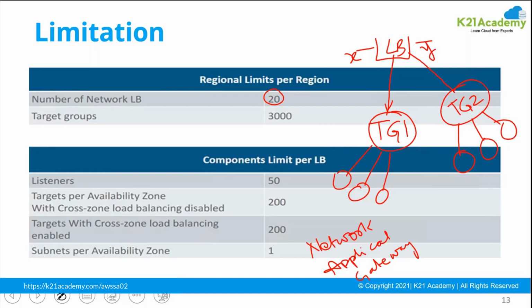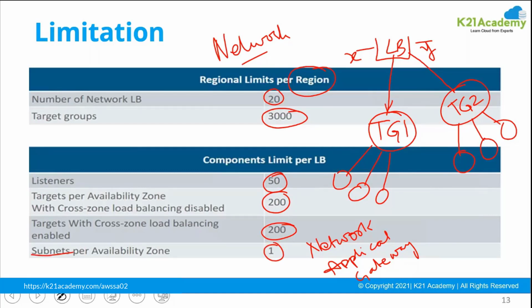The limitation is that you can have up to 3000 target groups created per region if you are using the network load balancer. This is the limit. The number of listener ports, again, is 50 at the maximum. Targets per availability zone, it's 200. Targets with cross-zone load balancing enabled, again 200. And then subnets per availability zone is still 1.